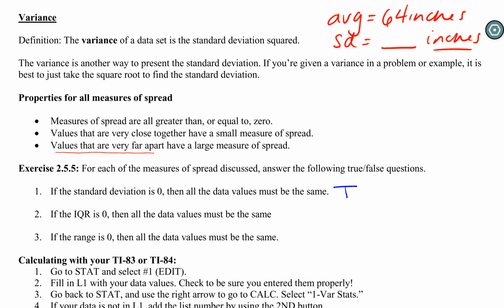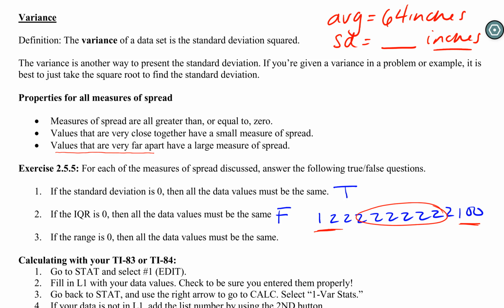So the second one, if the IQR is 0, then all the data values are the same. This is false. Because remember, the IQR is just Q3 minus Q1. We have no idea what's going on in the upper 25 or lower 25%. We could have a data set that looks like this. This would definitely have an IQR of 0 because the spread in that middle half of your data is nothing, 2 to 2. But outside of that middle, there's stuff going on.